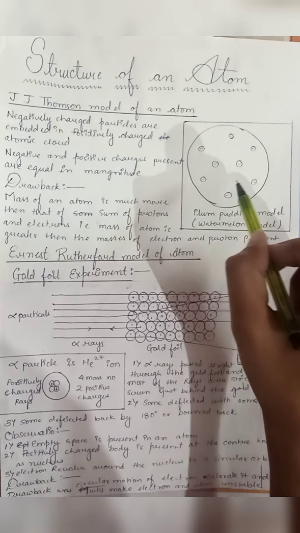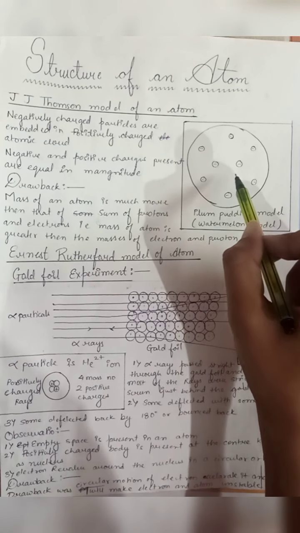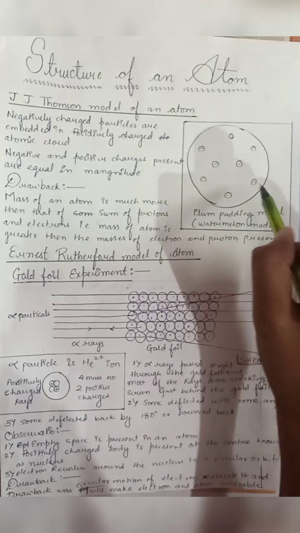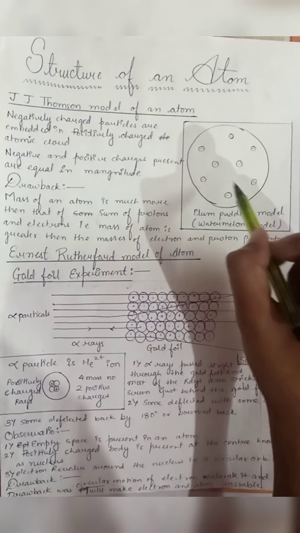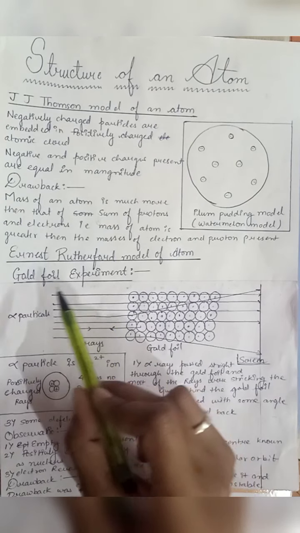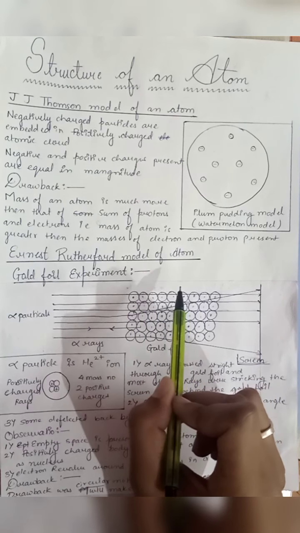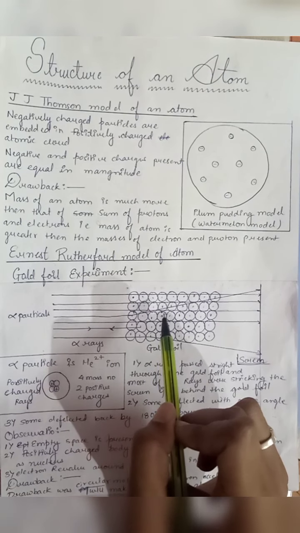Since this particle was unknown and its nature is unknown, the scientists stated that this model failed because we can't explain the position and the function of that subatomic particle. After that, Ernst Rutherford explained a gold foil experiment and stated many factors regarding the structure of the atom.